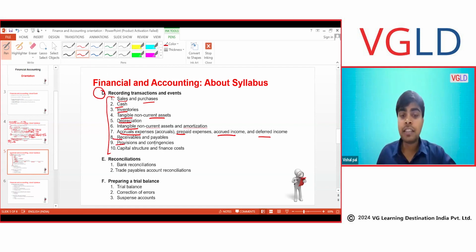Receivable, payable, provision and contingent, capital structure, a very important discussion, which we will be having in chapter number 15, 16. Let's see when it comes, but it's a very important discussion and it's related to your limited liability company.